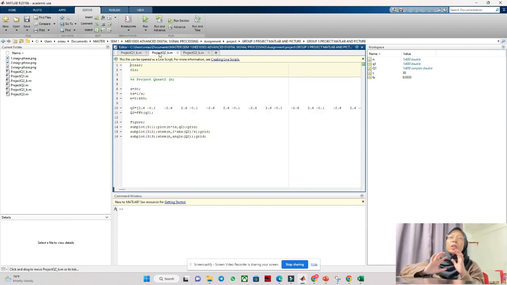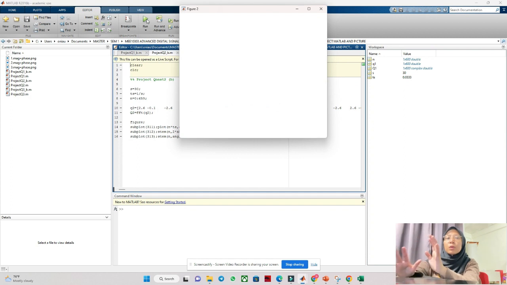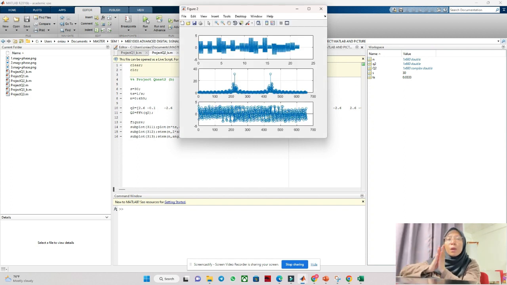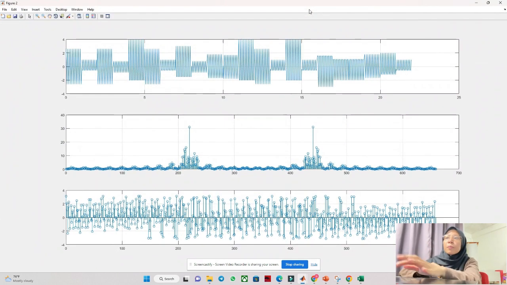Next I will show you how to run question 2, where the phrase is Dengan hikmah kita meneroka. We run it, and for signal 2 we actually have more data, around 600 to 700 samples. So this is our data.